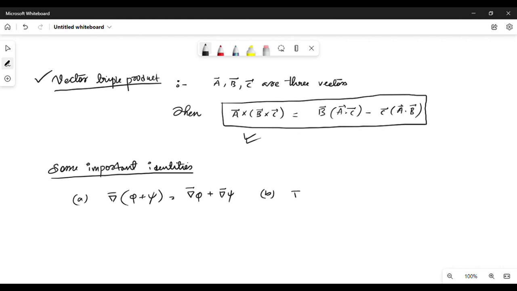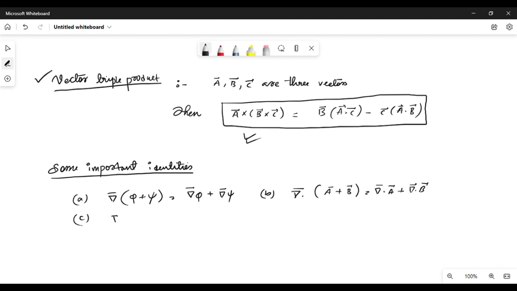Then the second identity is, I'm sorry, it is not the divergence of the multiplication of two vectors, it is the divergence of a vector A plus vector B. Then it is the same, like a distributive property: divergence of A plus divergence of B.